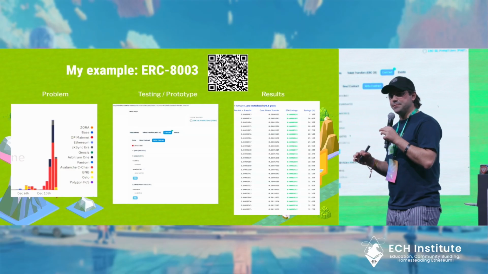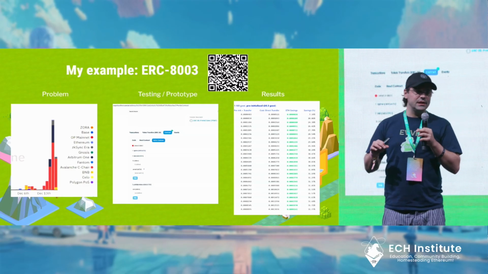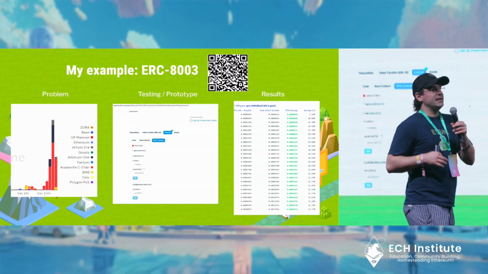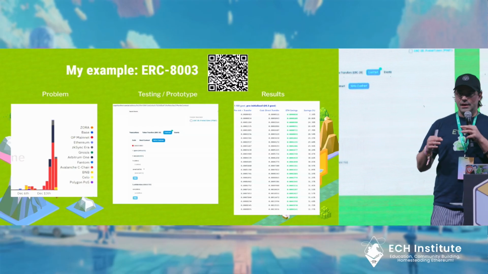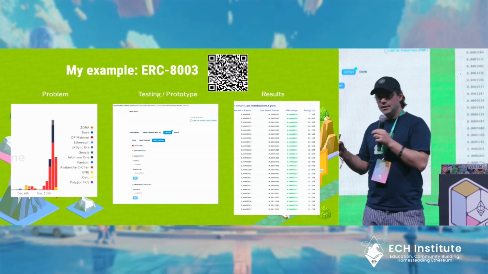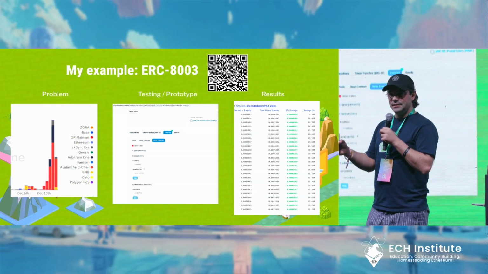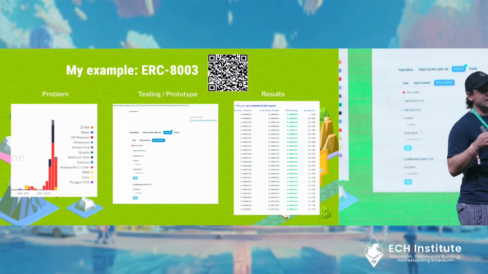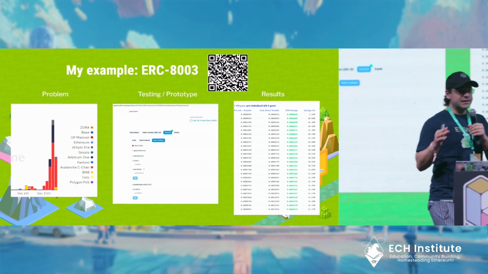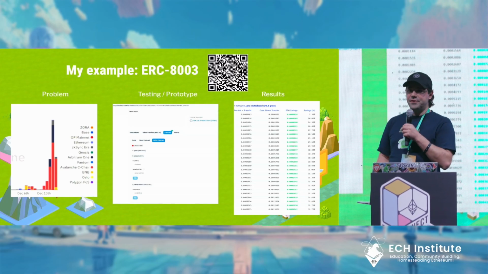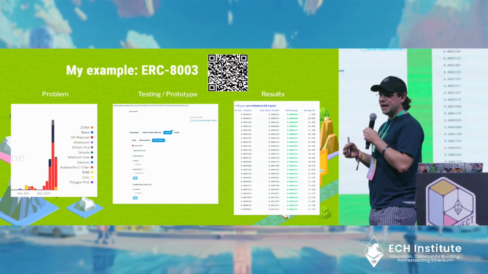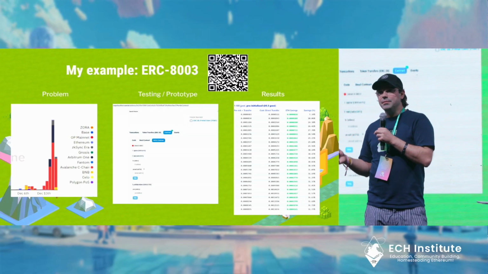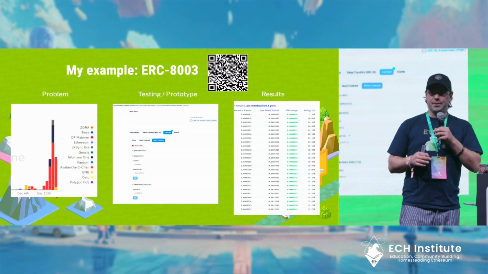In my case, in the example of ERC 8003, I had a problem, which was gas fee spikes. This ERC is about pre-initializing token accounts, ERC-20s, before they have a balance. So why did I do this? Because I want to prepay the initialization of the slots of the ERC-20s, so when you make the first transfer of real balance, it will be 33% cheaper.